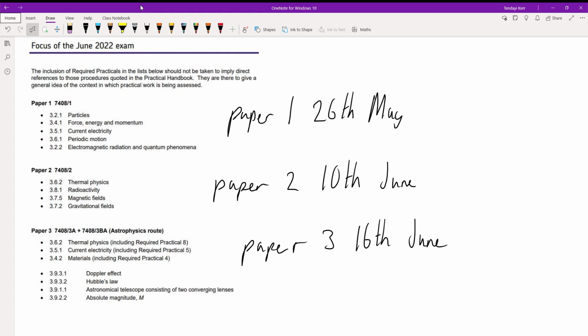What we'll look at today is a quantum phenomena question. So we'll look at two of them. And as we know, paper 1 is 26th of May, paper 2, 10th of June, and paper 3 is the 16th of June. So the two questions we'll look at, one will be on the photoelectric effect and the other one will be on wave-particle duality.